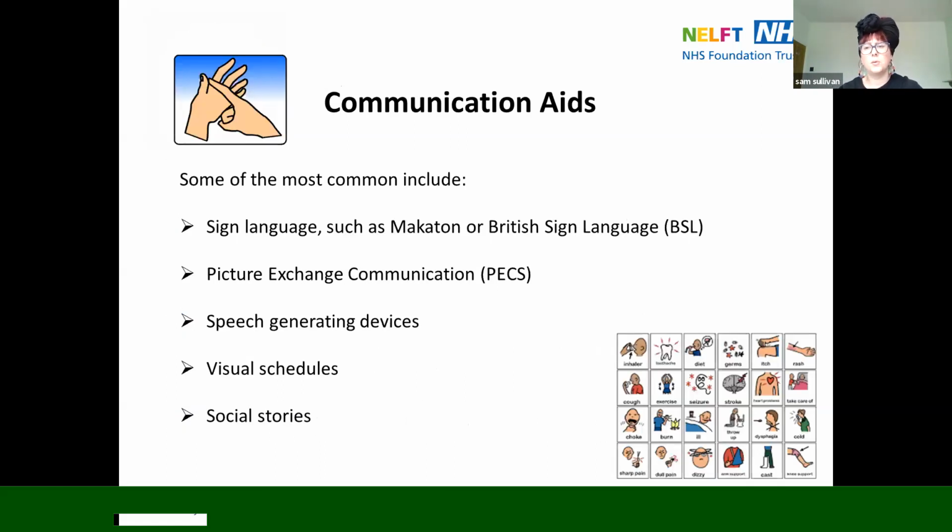So just to cover a few communication aids, I'm sure there's lots out there and they will be person specific, but some of the most common ones include sign language, such as Makaton or British Sign Language, picture exchange communication or PECS, speech generating devices, visual schedules, and social stories.